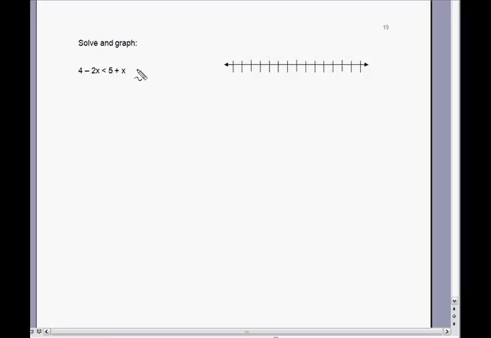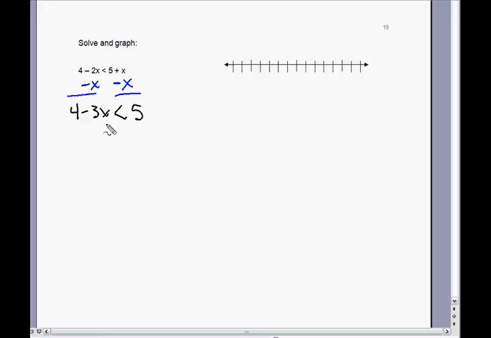Here's another example of how to solve and graph an inequality. In this inequality, we have x on both sides of the inequality sign. We need to get all our x's together. So we can add a negative x to both sides of this inequality. We now have 4 minus 3x is less than 5.